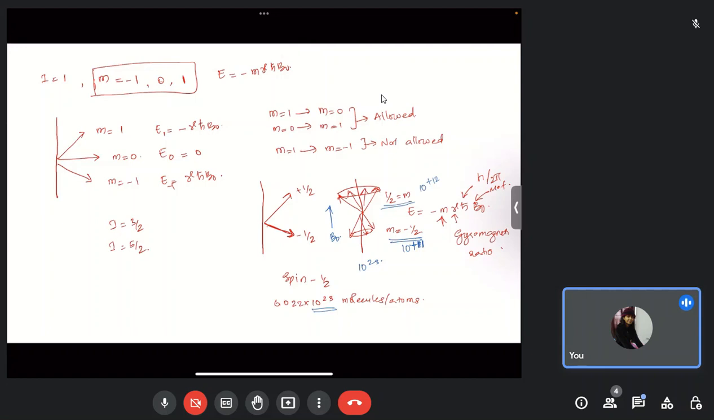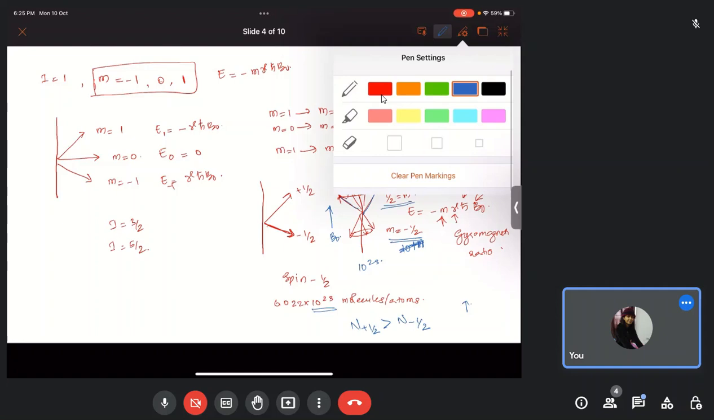So what I'm saying is that the number of nuclei oriented with the plus 1 by 2 orientation will always be higher than the number in m is equal to minus 1 by 2, which is like N plus 1 by 2, the number of molecules in plus 1 by 2, is greater than N minus 1 by 2. So this in turn generates a plus Z magnetization. You have more of the molecules in this direction, so it generates a Z magnetization along this direction.